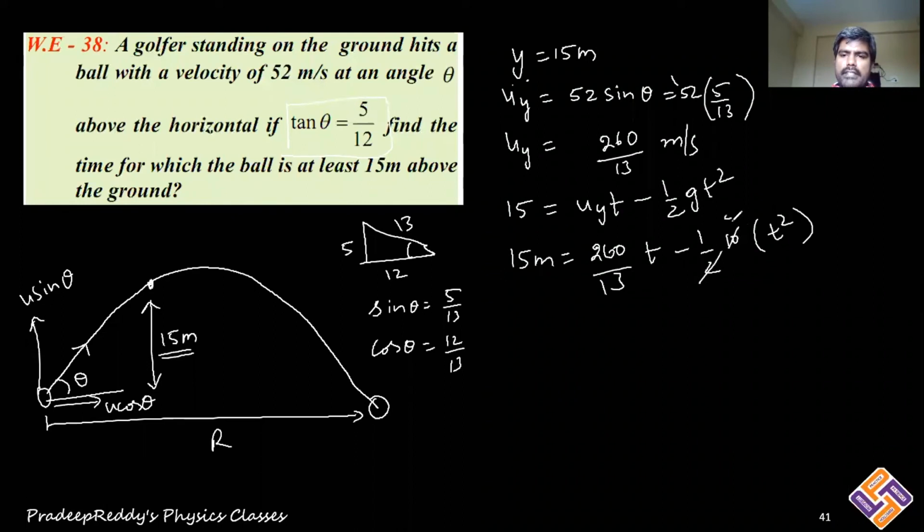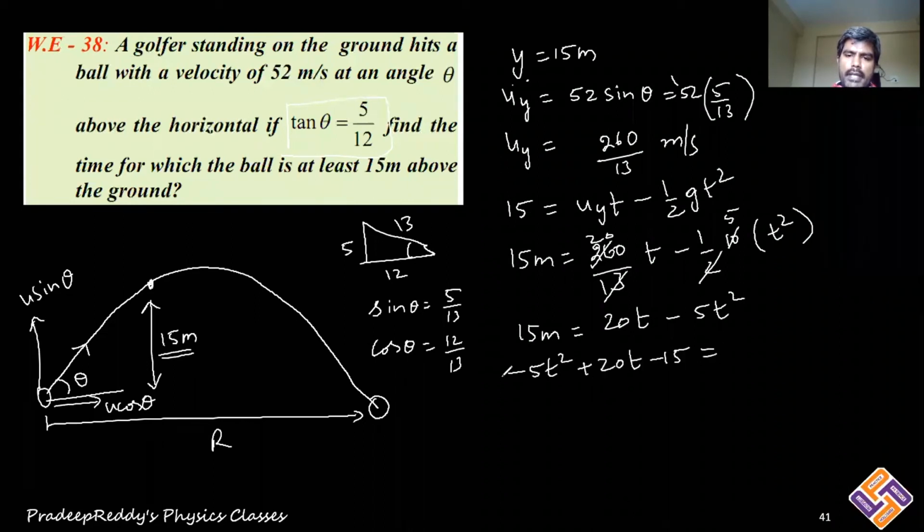This gives you 2 into 5 into 10, and 13 into 2 is 26. This is 20. So 15 meter is equal to 20t minus 5t square. You can write it as minus 5t square plus 20t minus 15 is equal to 0.